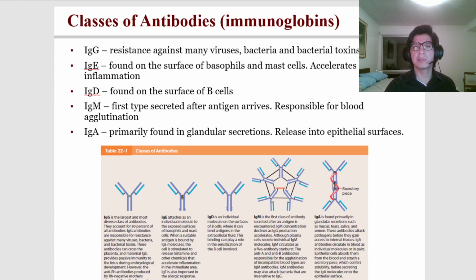And it's responsible for blood agglutination. This is the one that recognizes the different blood antigens. And you have IgA found in glandular secretions, basically released into mucous surfaces.